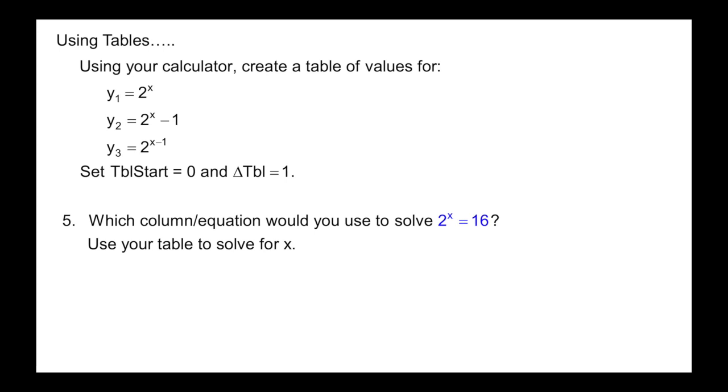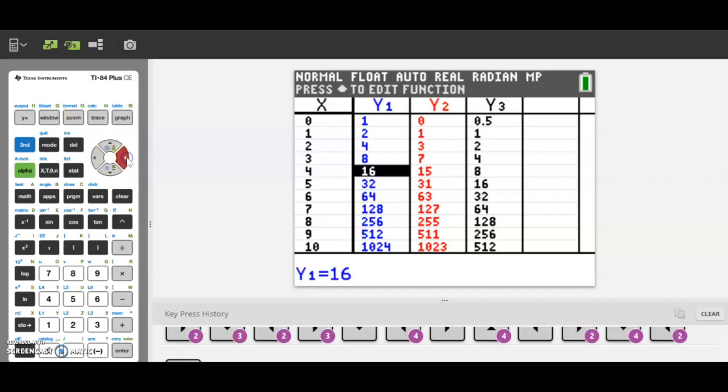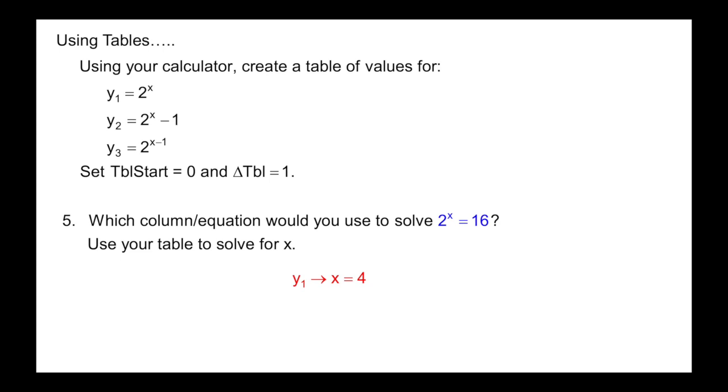For number 5 then, 2 to the x is going to be associated with y sub 1 or the first column. So from here, I'll scan that first column. I find 16. Once I find 16, I see that it is associated with an x value of 4. Once again, I can plug that back in and check it. 2 to the fourth does give me 16.